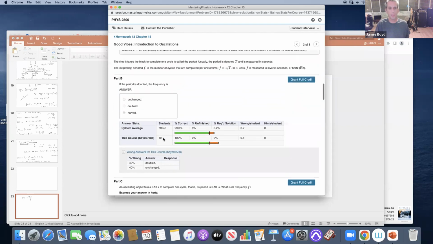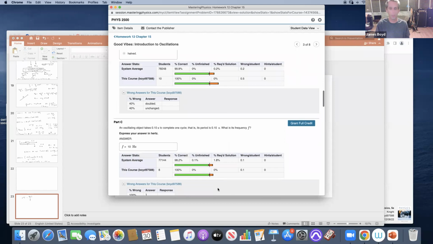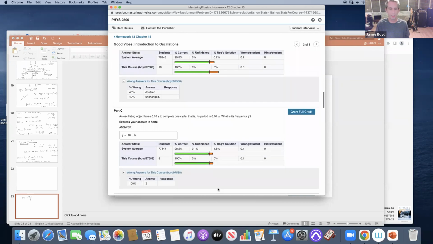An oscillating object takes 10 seconds to complete a cycle. That is, the period is 10 seconds. What is the frequency? It's 1 over 0.1. That's 100. I'm sorry, it's 10.